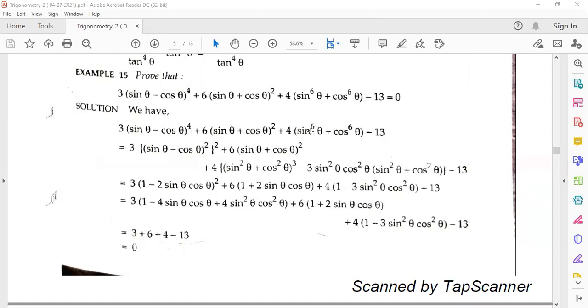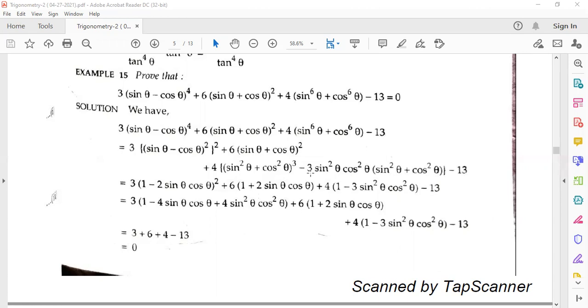Now sin to the power 6 theta can be written as (sin square theta) whole cube plus (cos square theta) whole cube. Can you write this? Instead of sin to the power 6 theta, we write (sin square theta) whole cube and (cos square theta) whole cube. Yes, sir. a plus b whole cube minus 3ab into (a plus b). Yes, that will be the a cube plus b cube formula. So we have written (a plus b) whole cube minus 3ab into (a plus b), minus 13 here.